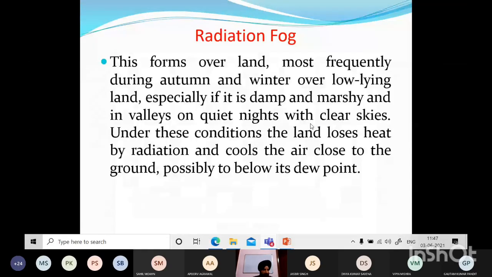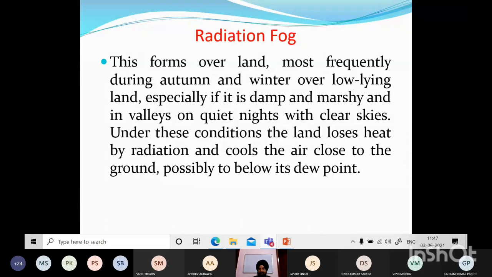How this fog is forming, mostly you encounter at sea is the advection fog, and the areas you have seen where this fog is very much prevalent. So radiation fog, now this forms over land mostly frequently during autumn and winter over low-lying land, especially if it is damp and marshy and in valleys on quiet nights. क्यों? With clear skies. Why this radiation fog and how it forms?